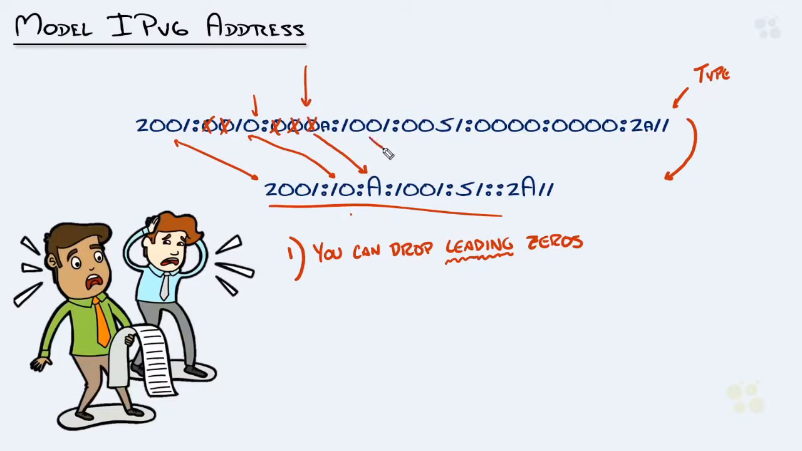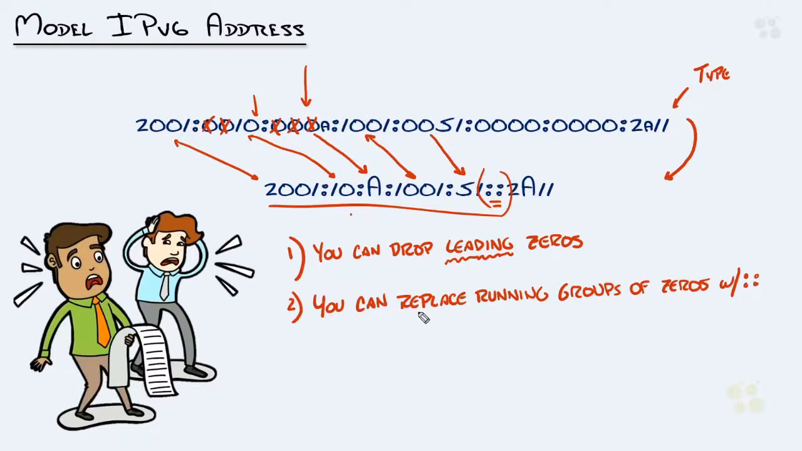But let's keep going. Okay, so 1001 stays 1001 because those are in the middle. It looks like 0051 became just 51 because of rule number 1. But then look at this. We ended up with this double colon. That would be rule number 2. You can replace running groups of zeros with a double colon, and I'm going to add on to that: once.